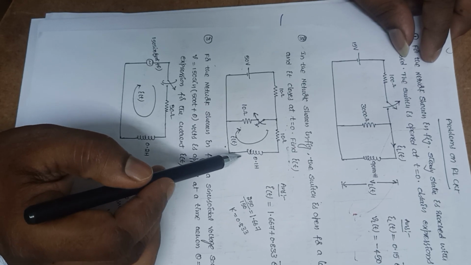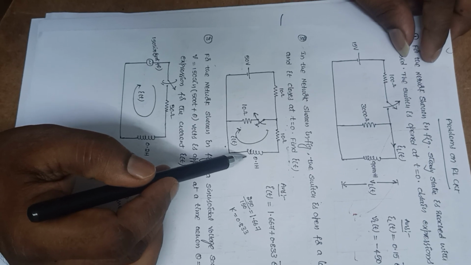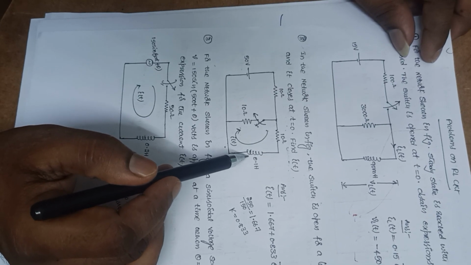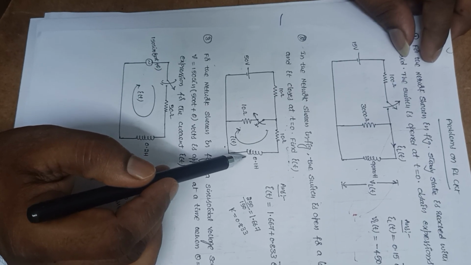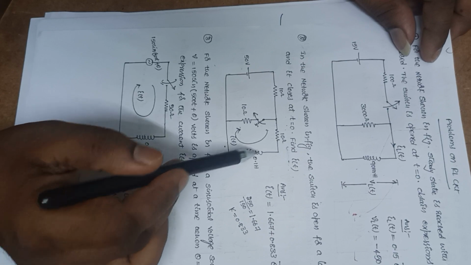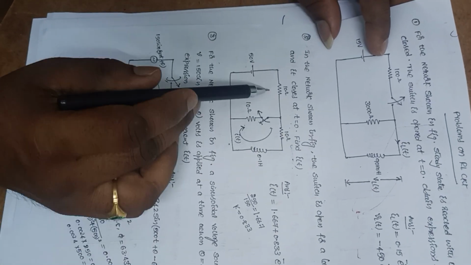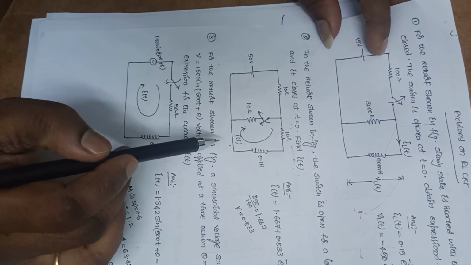We know that the inductor doesn't allow sudden changes in current. So whatever the current that is flowing at t is equal to 0 minus, the same current will flow at t is equal to 0 plus also. That is IL of 0 plus is equal to IL of 0 minus is equal to I naught, whatever the current that is flowing. So first let me find what is I of 0 minus here.